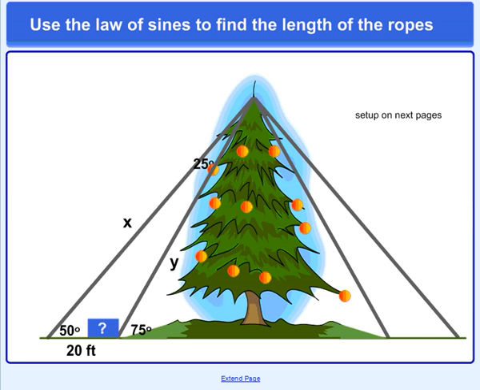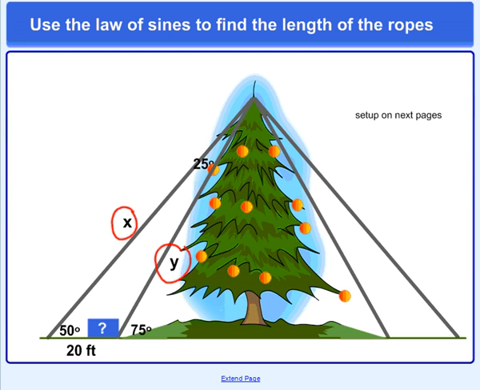Okay, so that's law of sines, and using that to find a missing side. This one's a little bit more challenging. Okay, so here we want to find the lengths of the ropes. So we've got x and we've got y that we need to find. So two unknowns, and notice we have several triangles here, don't we?